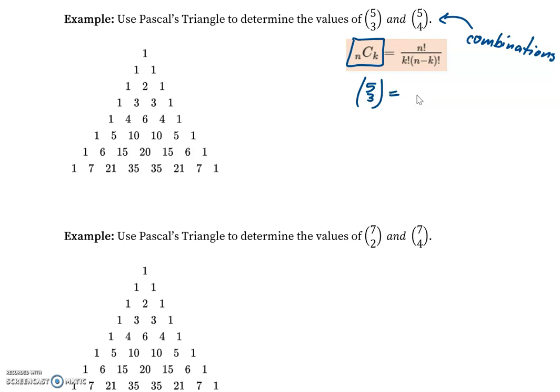So this is just saying n is the top number. So of the 5 elements or of the 5 items we want to choose 3 of them. So k is the bottom number. So again, we've calculated these with factorial. So we've done this as 5 factorial over, well, k factorial would be 3 factorial. And then n minus k, so 5 minus 3 would be 2 factorial. Right, we don't really need parentheses there.